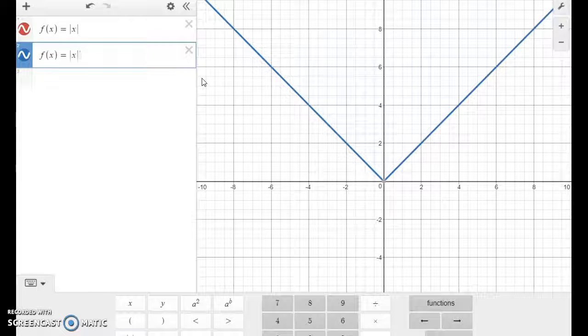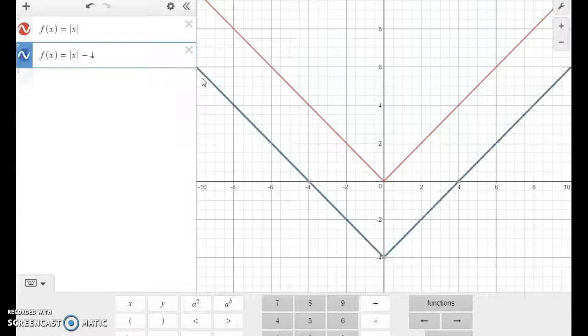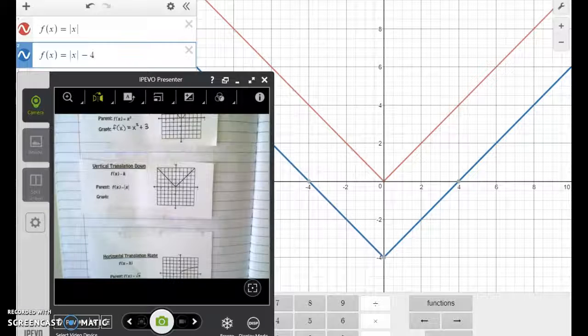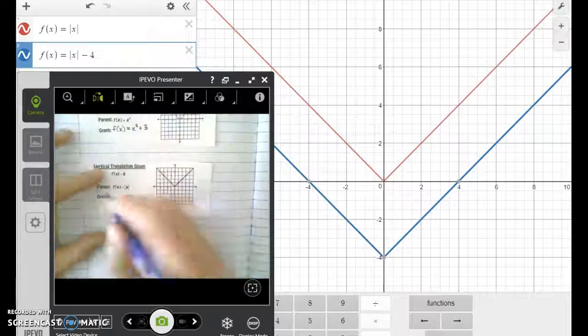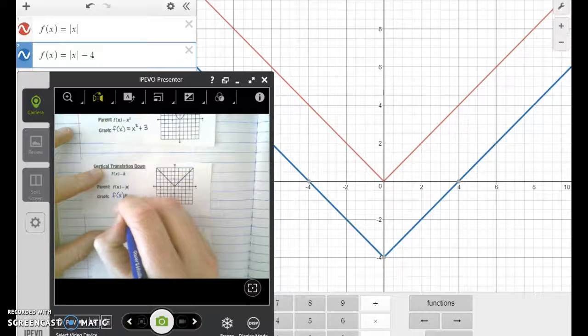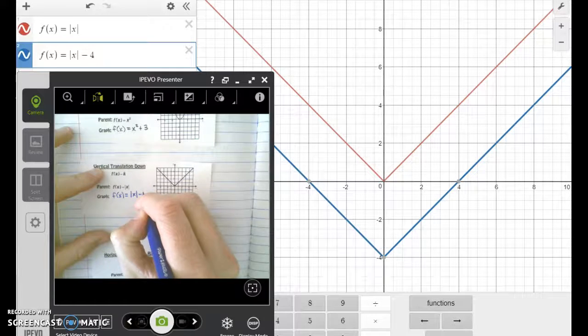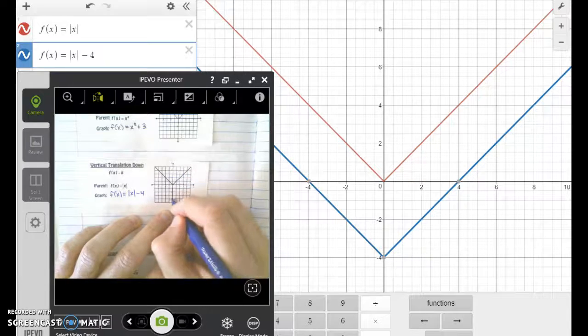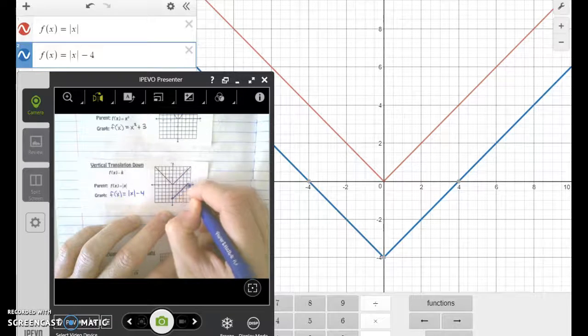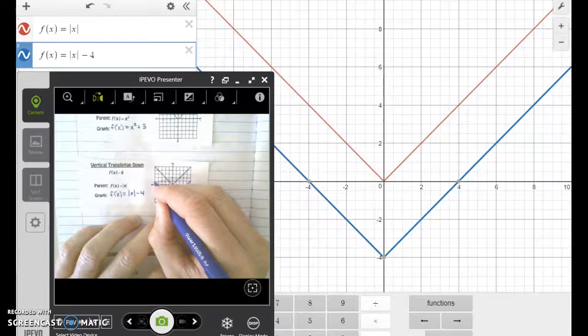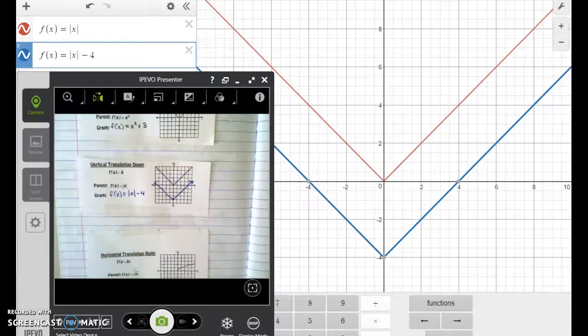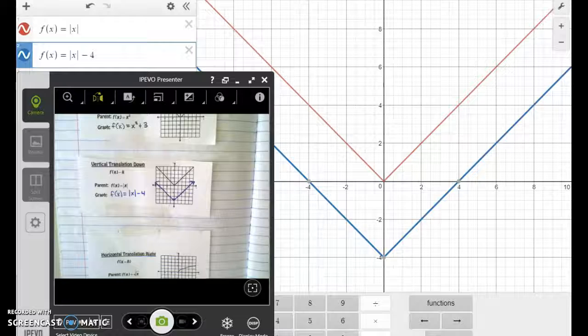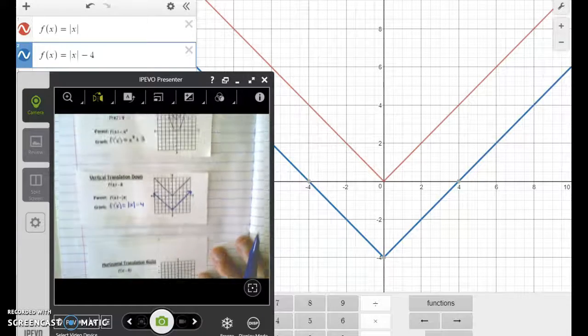Let's say I moved it down 4, so I'm going to do subtract 4. So here I can see the parent function, the red one, and it shifts down 4 units to the new one. So when you put a minus sign on the outside there, it shifts it down 4 units. So in our notes, we'll make our new equation, f of x equals the absolute value of x minus 4. And I can draw my graph here. Shifting down.